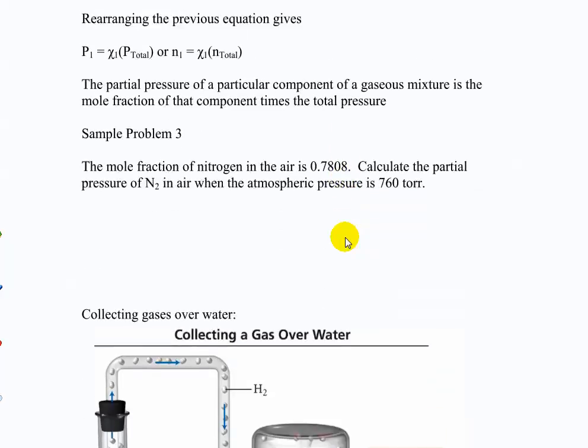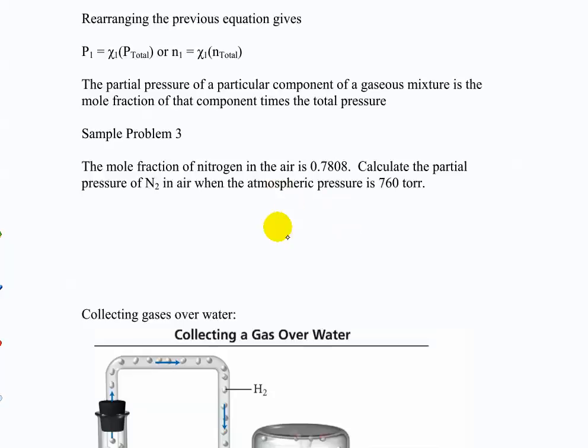So then we can do these types of problems, and let's see if we can figure this out. The mole fraction of nitrogen in the air is about 78%, 0.7808. Calculate the partial pressure of nitrogen in air when the atmospheric pressure is 760 torr. So how much pressure is nitrogen exerting on its container when the total atmospheric pressure is 760 torr? How do you figure that out? 760 torr, isn't that one atmospheric pressure? Yes. So 78% of that. Yeah, that's all it is.